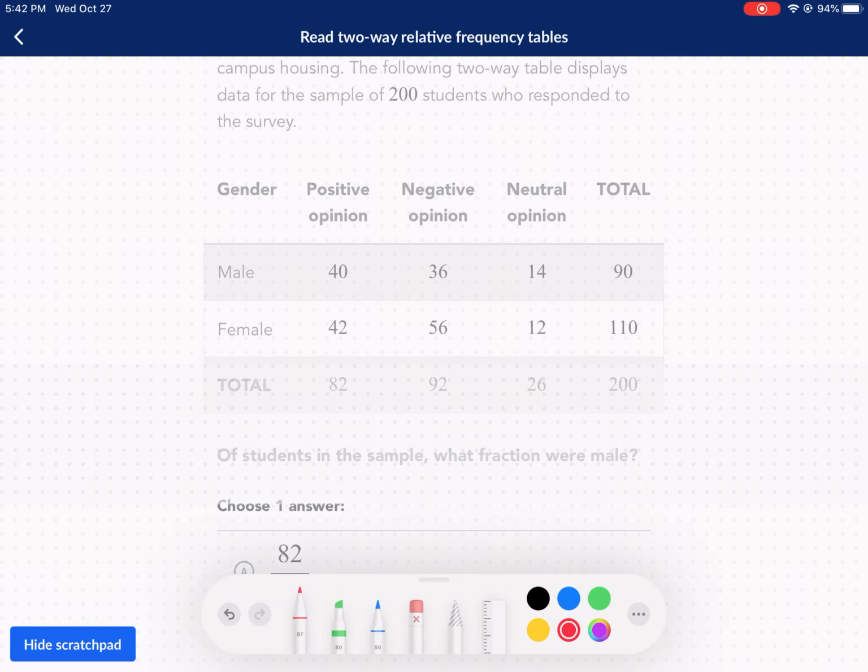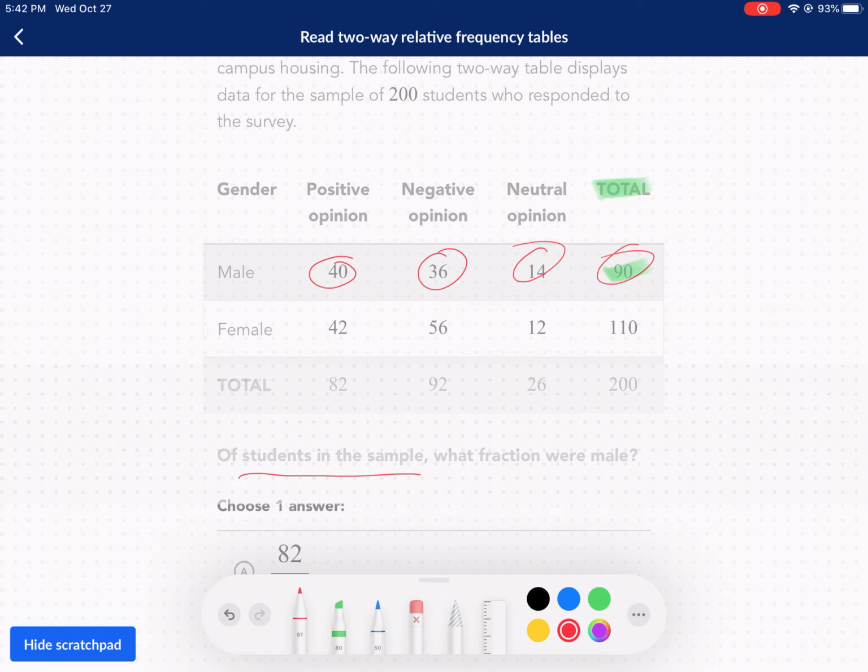Okay. Now, which number do we look at? We have a couple different numbers here, okay? But it's talking about in the sample. So that means the total sample, okay? If it said how many students were of negative opinion were male, or what percentage were of a positive opinion and male, I'm saying two things there. This is just asking for male in the survey. So I'm going to be looking at this number right here.